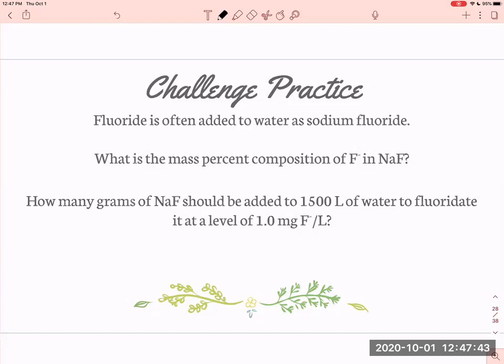and in this practice I'm actually not challenging you quite as much as I could because I am giving you the formula. I usually will just give you sodium fluoride and will not give you NaF. You'll have to know how to do that. So first, let's section this A and B. First, let's find the mass percent.